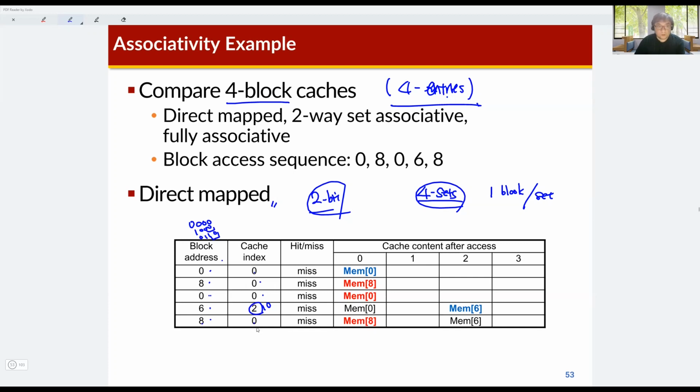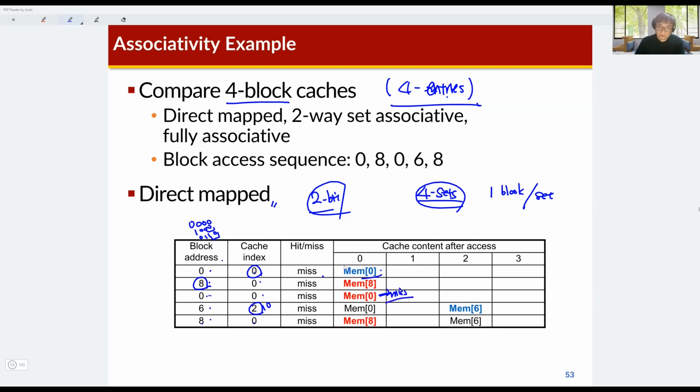And then what's the operation of the cache? It's a miss, because cache index 0 is initially empty; the cache does not have any data. So it's a miss here. And then when block address 8 is requested, the result is also a miss, right? Because it's new data. Then 0 is accessed, but it's also a miss.